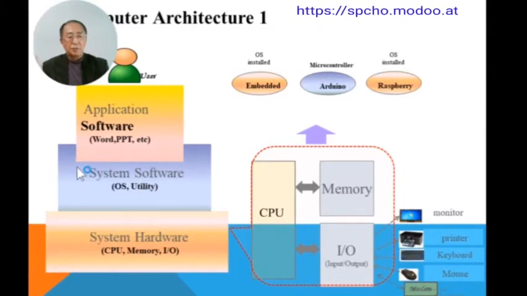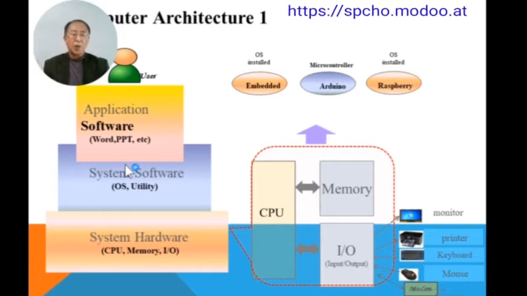And system software and application software. The system software manages the resources, driving hardware and connecting to application software. There are the operating system and utility system software. We are familiar with operating systems like Windows or Linux, Android, and Mac. One of these system software is utility.